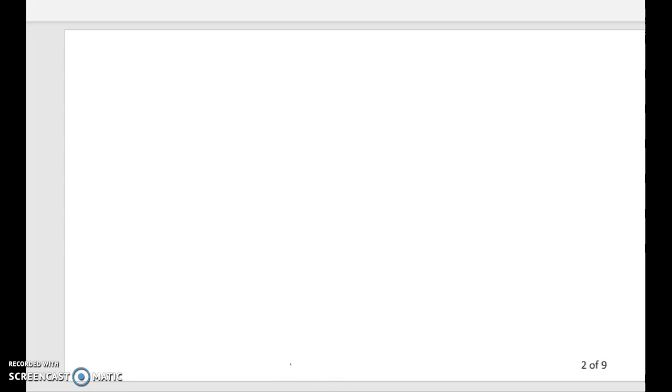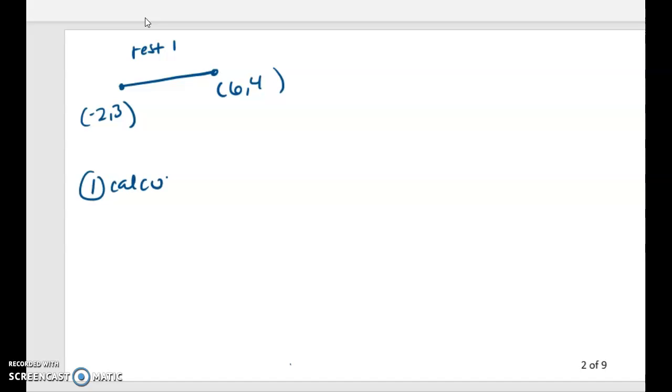Okay, so say for instance, I've got my lines on my water park and I have a segment, and this is restaurant 1. And the endpoints, let's just say, are (-2, 3) and (6, 4). What I need to do first is calculate the slope. That's going to help me find the m value in my y-intercept form.